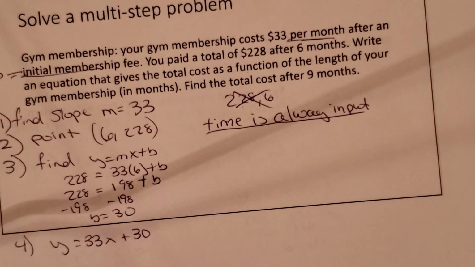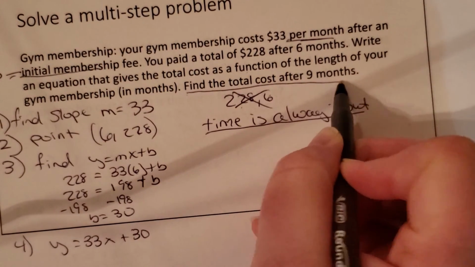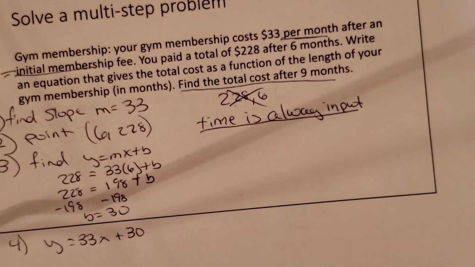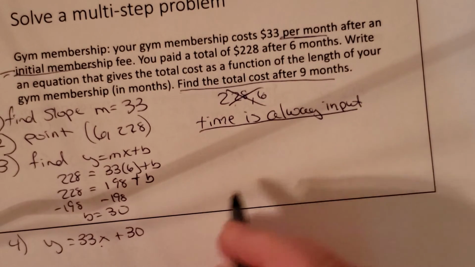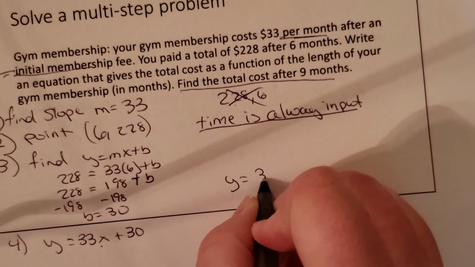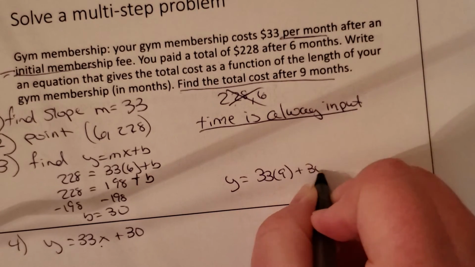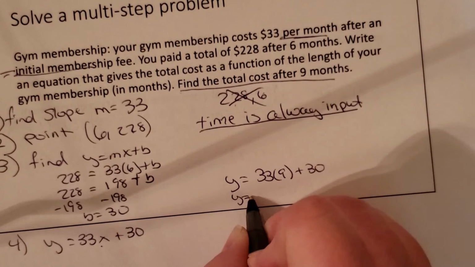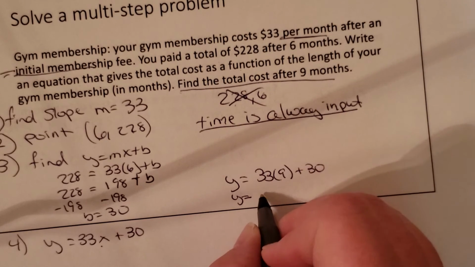But we haven't answered all the questions yet, because there's another question in here. It says, find the total cost after 9 months. So what am I going to do after 9 months? I'm going to plug in 9 for x. Good. So y equals 33 times 9 plus 30. So y equals $327.